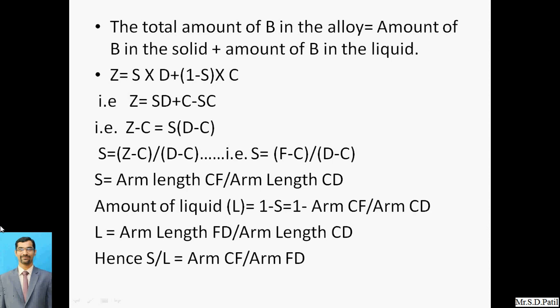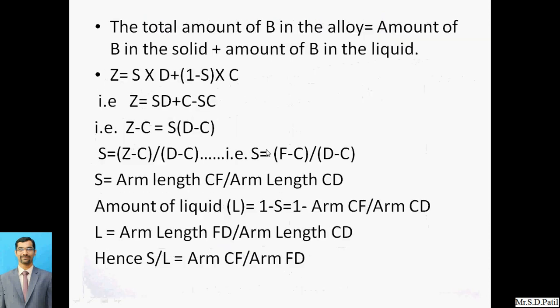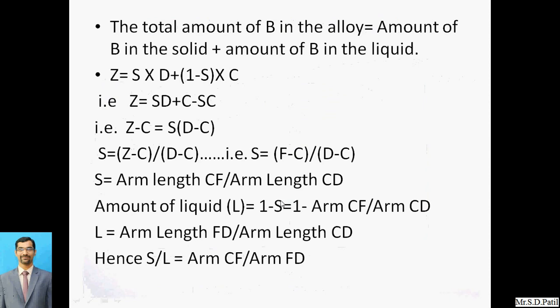Now here just see what this F minus C is. Just go into this particular diagram. F minus C in the sense this particular arm FC, when we are subtracting point C from point F, what is remaining? This particular arm, the FC arm. So F minus C means arm length CF or FC, anything you can take. Now D minus C in the sense this arm length that is present, that is the CD arm. So this is the arm length CD. So this is for the solid.